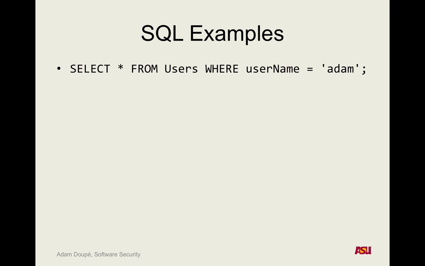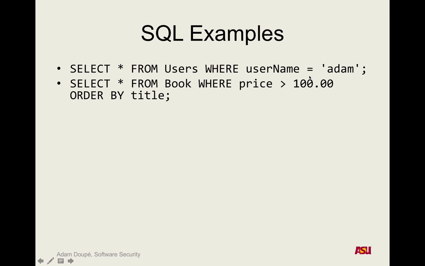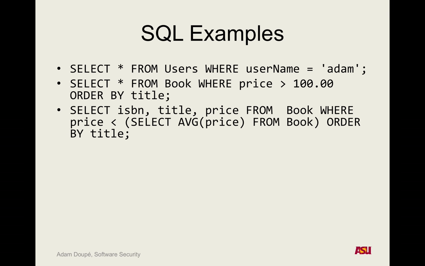So a SQL query looks something like this. Select star. SQL is a table-oriented database, so you have a database which has multiple tables, and each table has a different number of columns. This query is trying to get all the columns from the users table where the username column equals Adam. Or we can select all columns from the book table where price is greater than 100.00, order by title. This will order the results based on the titles of the book, alphabetic by default and ascending order first, and you can flip it around with descending too.